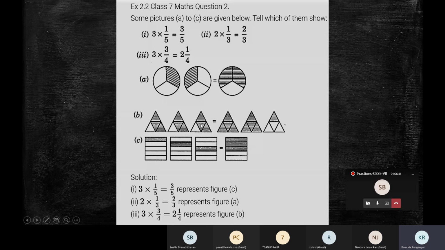What is 3 by 4 plus 3 by 4 plus 3 by 4? Repeat, ma'am. 3 into 3 by 4. So see this one, 3 by 4 plus 3 by 4 plus 3 by 4 is 3 into 3 by 4. You can see it here.